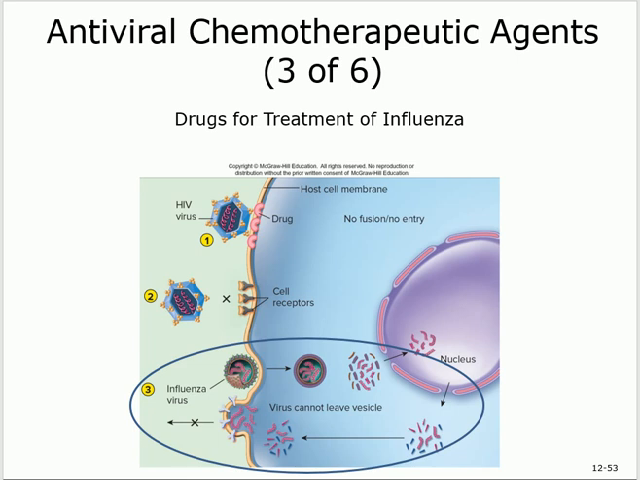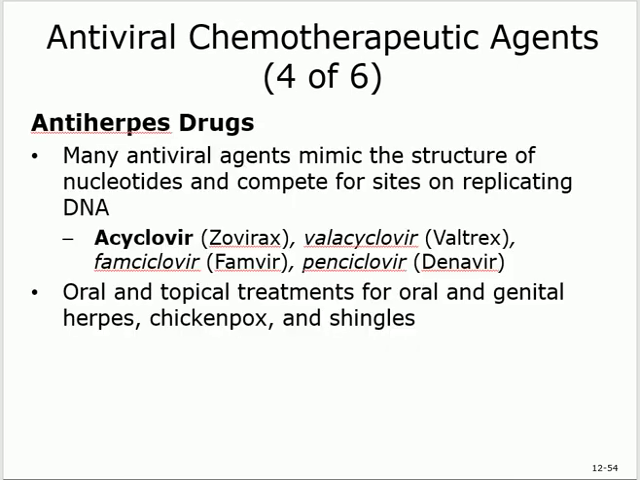So these are the different steps. You can prevent the attachment. You can prevent them from entering. If they entered already and it's going to the nucleus, you can stop them here. You can stop the translation, and so you can stop the maturation. So you can stop any one of these levels. Okay?